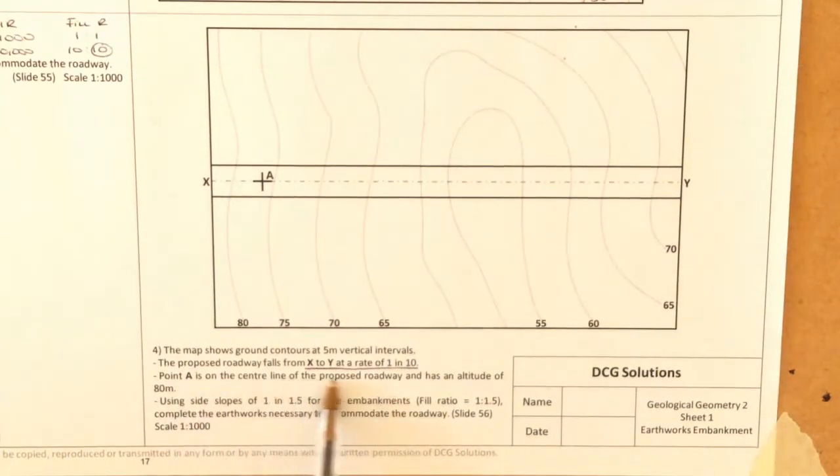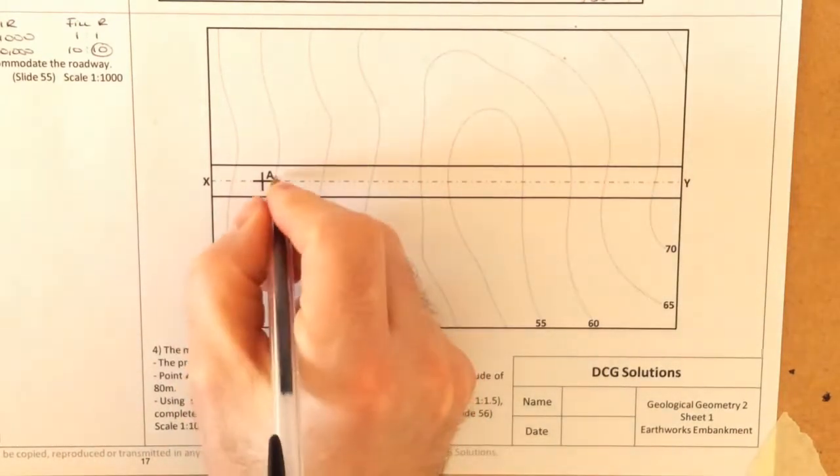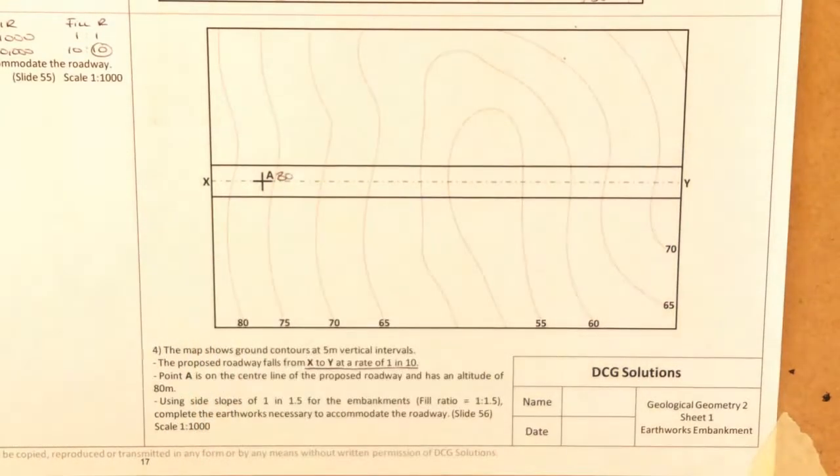Point A is on the centre line of the roadway, has an altitude of 80. Okay. We don't have a point B, and it says using side slope of 1 and 1.5 for embankments, or fill ratio is 1 and 1.5, complete the earthworks necessary.